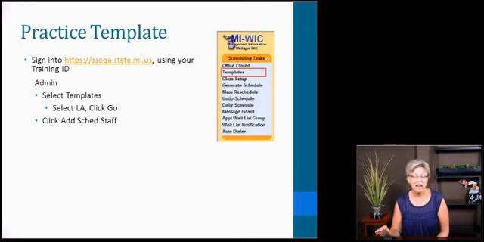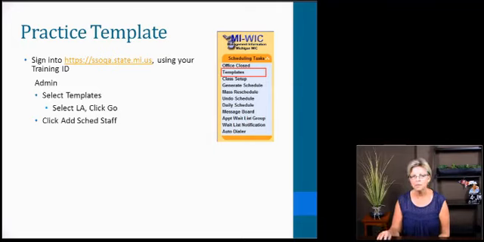So I know that's been complicated, so take a few minutes and go and set up a practice template using these directions. Sign on to the training SSO using your training ID. So you'll come into this particular SSO, the SSO QA, state.mi.us, which will look a little bit different than what you're used to in production, but that won't harm anything that exists in your production scheduler already.